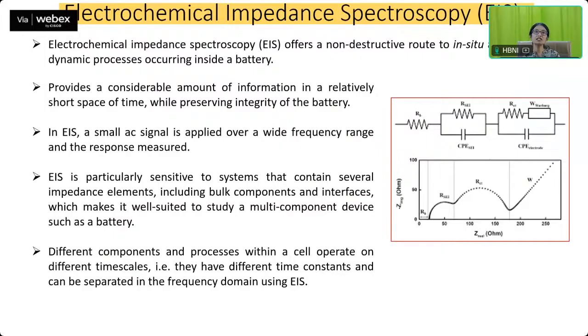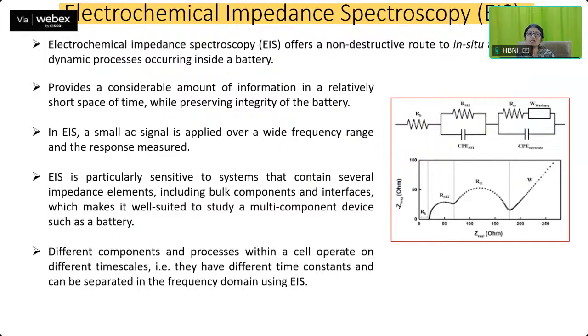Many times you will see that people are using XPS or XRD to find out what is happening inside the cell. But most of the time it is done ex situ. That is, you are charging or discharging the battery at a particular voltage, you are stopping it, then you are disassembling the cell, taking out the material, and checking it. So in that process, you are actually destroying the cell.